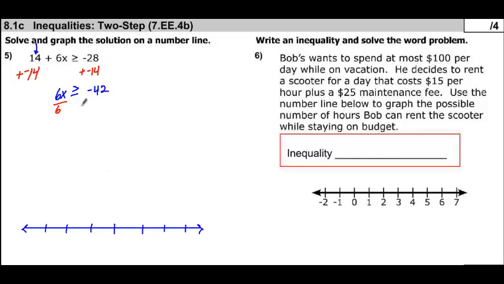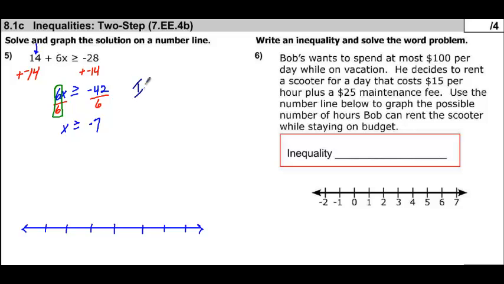Our next step is going to be divide both sides by the coefficient. Coefficient tells us how many x's we have, so we end up with x greater than or equal to negative 7. A common mistake would be to flip this sign because of that negative.